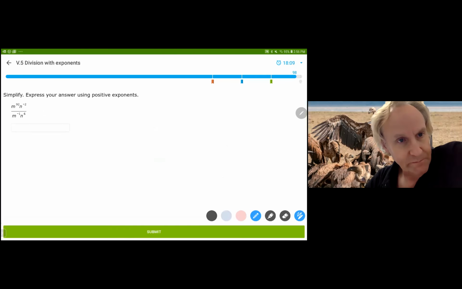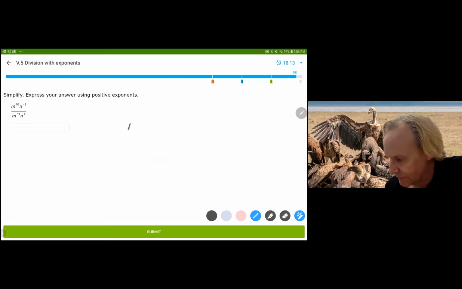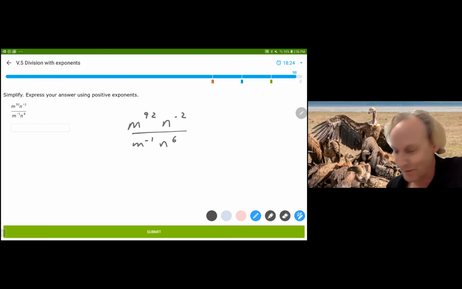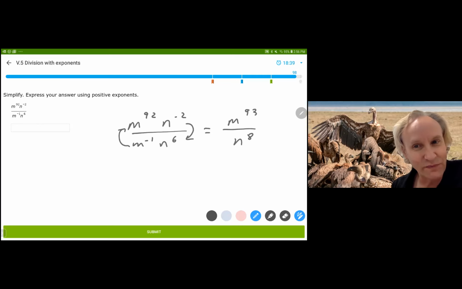Oh, two more. Okay. Let's do it in our heads. I'm going to write it. M to the 92, n to the -2, over m to the -1, n to the 6th. Can you do it in your head now? I'll bet you can. You see, you move this guy down, and you get n to the 8th in the denominator. And you move this guy up, and you get m to the 93rd. That's it. You see how nice it is to move things?